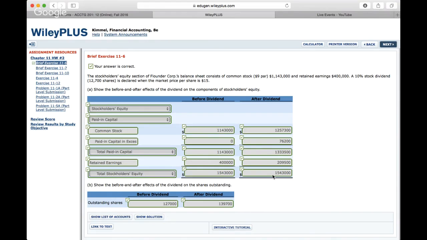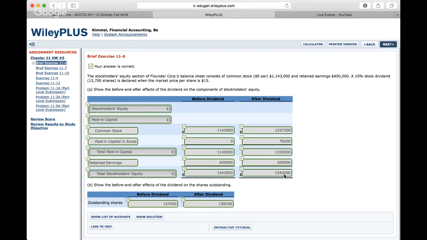So the total stockholders equity for after dividends is going to be the same exact number. So I just punched that in. And then for the retained earnings after dividends, you go 12,700 shares. That's at the top. Times that by $15, you get 190,500. And then you subtract that from the 400,000 retained earnings. You get 209,500 for the after dividends.